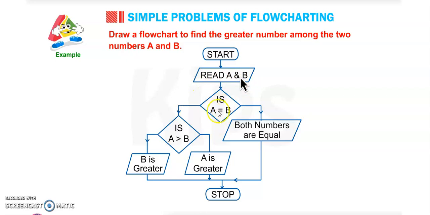So we can write: is A equal to B? If yes, it will go along this flow line and display the message both numbers are equal. If this is wrong, it will go to the left side of the flow line. The numbers are not equal, so we will check if A is greater than B. If this is right, it will move on to this flow line and the message will come: A is greater. Otherwise it will display the message B is greater, and again it comes to the stop box. So with this program we can compare two values and find whether the values are greater or equal.